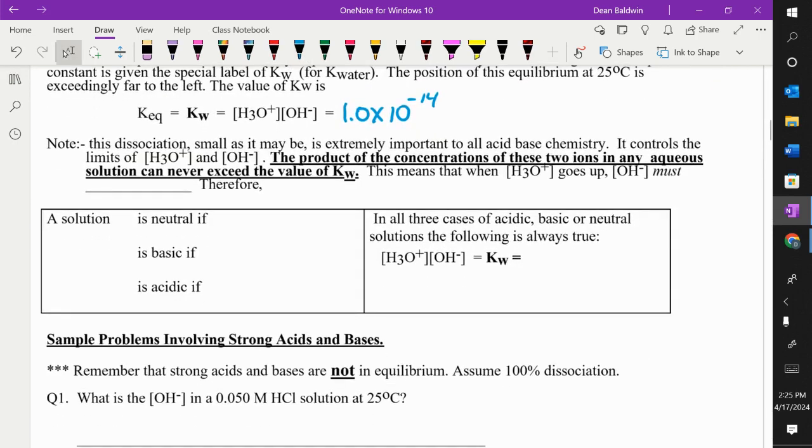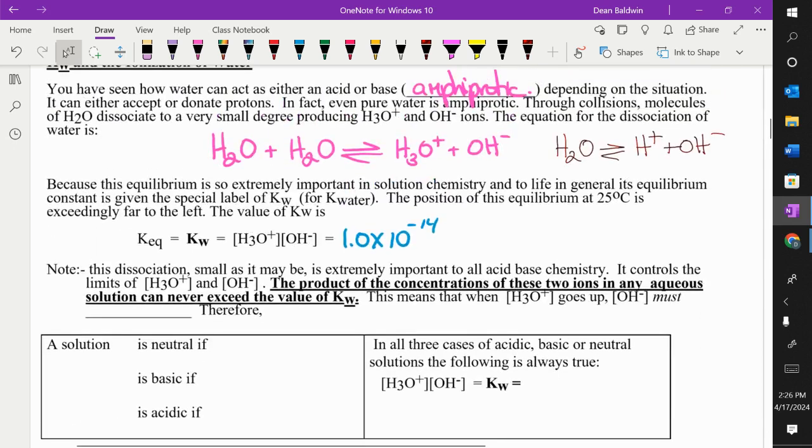This is very important. It controls how much H3O plus and OH minus you can have in solution, because everything we're dealing with is in aqueous solution, all the acids we deal with. The product of the concentrations of these two ions in any aqueous solution can never exceed this number. It just doesn't happen. So say I added a bunch of acid to this equilibrium.